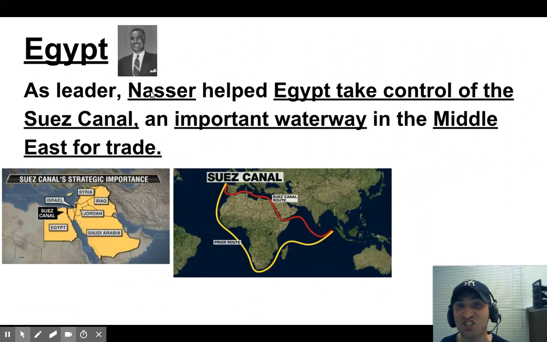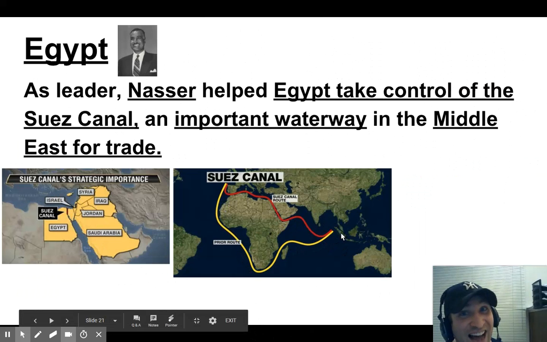As leader, Nasser helped Egypt take control of the Suez Canal, which was an important waterway in the Middle East for trade. It had been owned by different European countries before then. And here is the Suez Canal. It connects the Mediterranean Sea to the Red Sea. And look at how much time it saves. If you're a ship, you can just cut across this route to get to India and other parts of Asia. Whereas before, you had to take this yellow route all the way around Africa. That is not convenient.